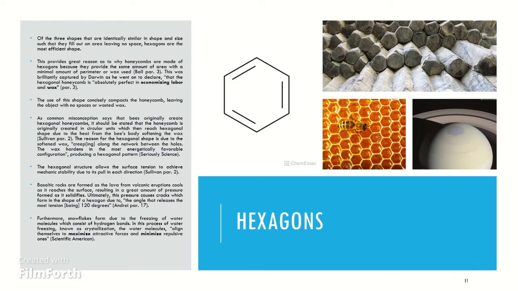Ultimately, this pressure causes cracks, which form in the shape of a hexagon, due to the angle that releases the most tension being 120 degrees. Furthermore, snowflakes form due to the freezing of water molecules. In this process of water freezing, known as crystallization, the water molecules align themselves to maximize attractive forces and minimize repulsive ones. This mathematical model explains the patterns that can be seen in nature.